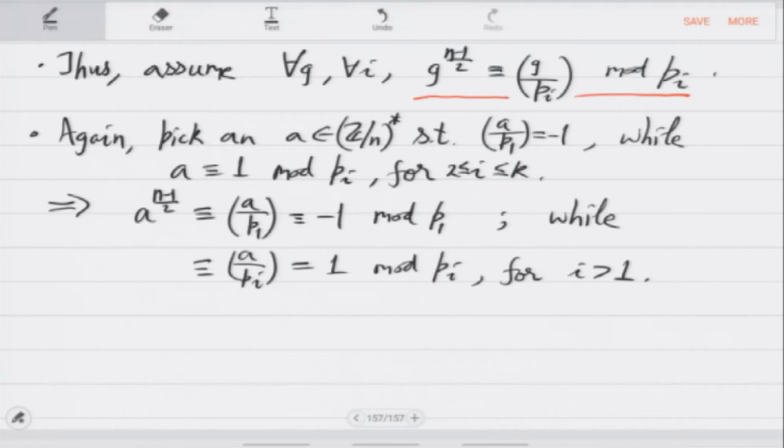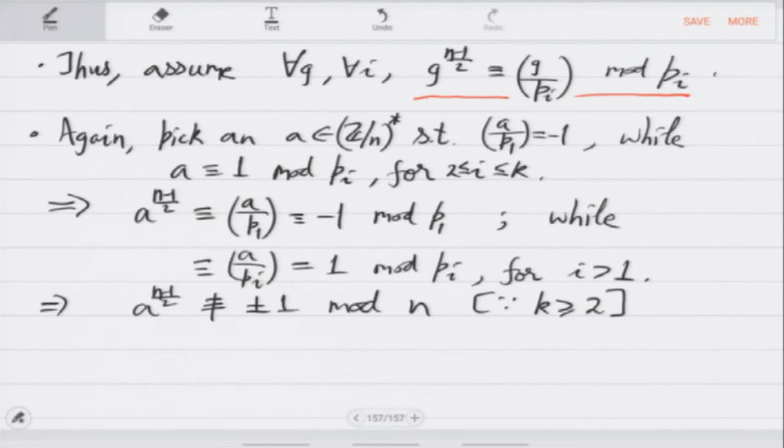Right, so A raised to n minus 1 by 2 in Chinese remaindering is plus minus 1. For P1 it is minus 1, for the rest it is 1, which means that A raised to n minus 1 by 2 cannot be plus minus 1 mod n. Because if it was plus 1, then it will contradict mod P1. If it was minus 1, it will contradict mod P2. So here actually we are using the fact that there are at least 2 primes.